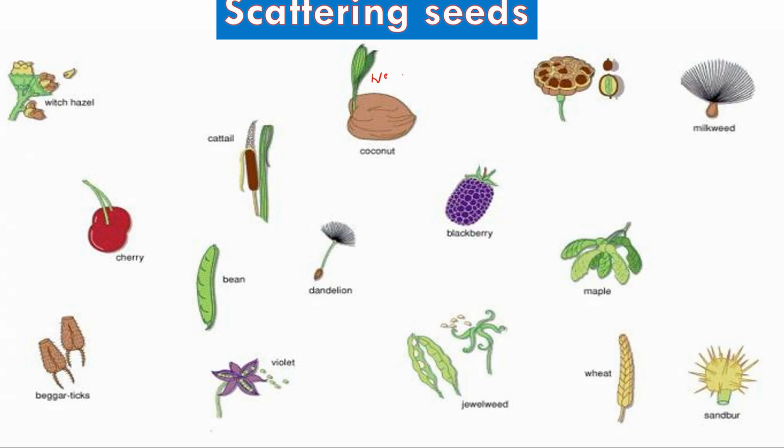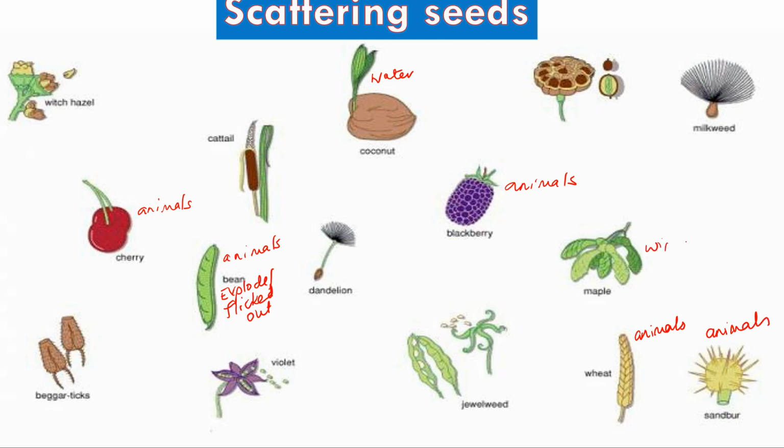So our coconut is definitely the water one. Our cherry is going to be animals because they're lovely and tasty, along with our blackberry. The bean could be either animals or explode or flicked out, because as the pod dries out, it will flick out the seeds. Wheat would be our animals particularly like mice and dormice, okay, would spread this. Sandbur gets caught on animals' fur, so this is animals.